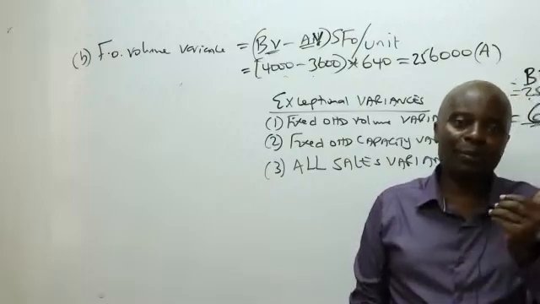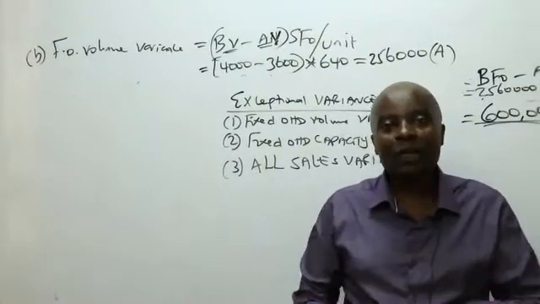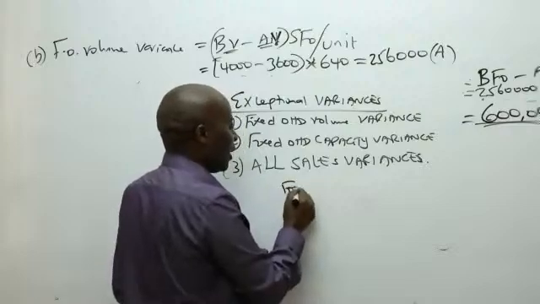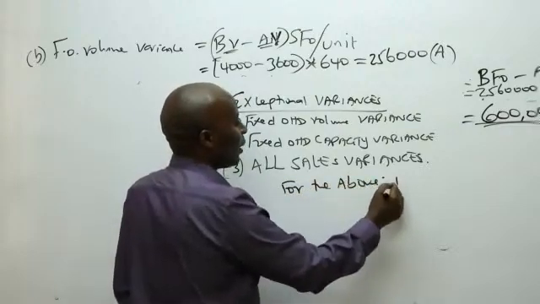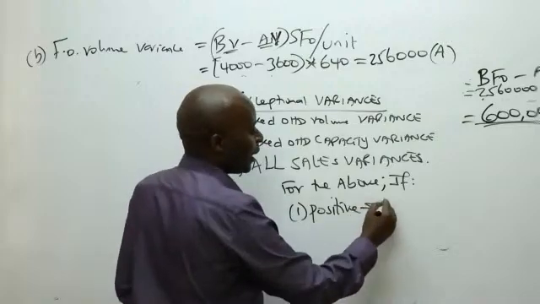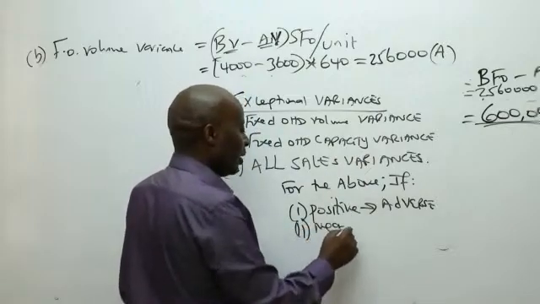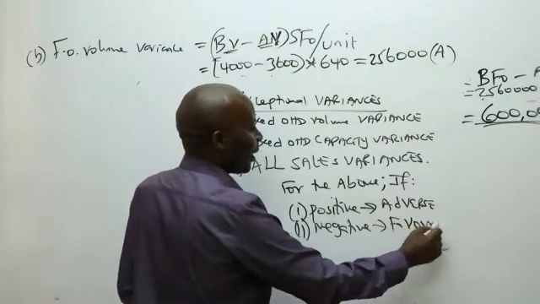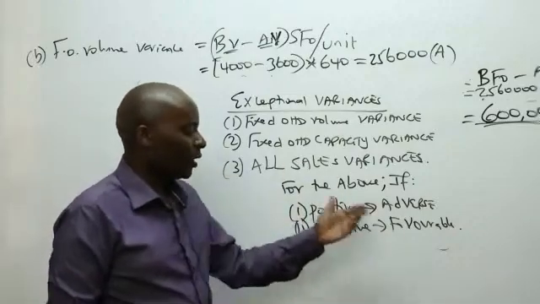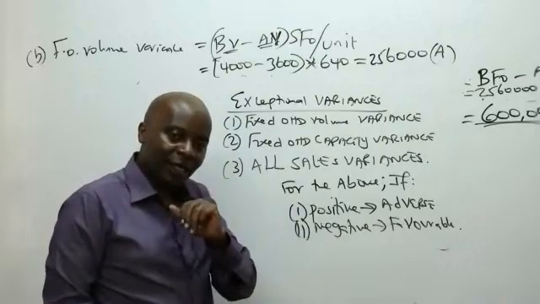They're exceptional. Of course, being exceptional doesn't mean that they are difficult to compute. Exceptional means that we shall be interpreting them in the opposite way. For the above three, if positive, they'll be taken as adverse. If negative, they'll be taken as favorable. So if positive, adverse. If negative, favorable. Those three are exceptional and will be interpreted in the opposite way.